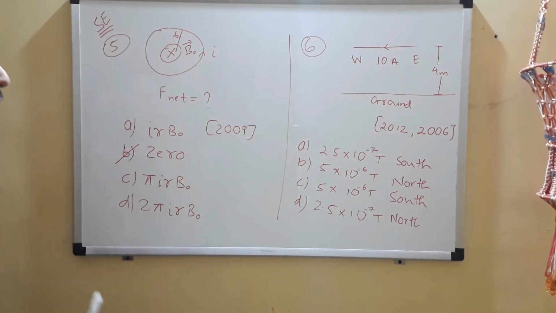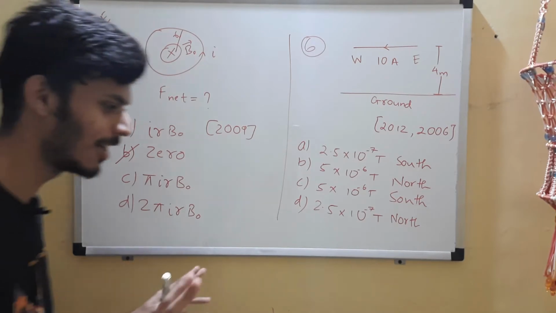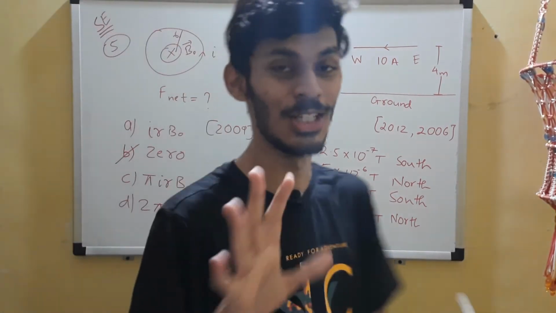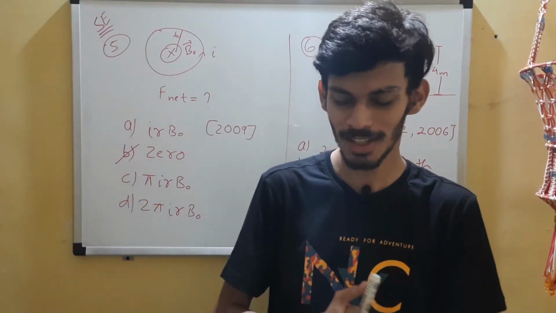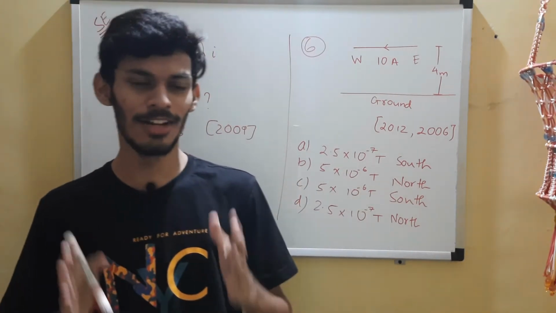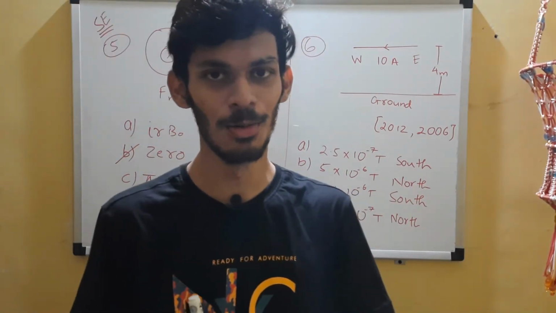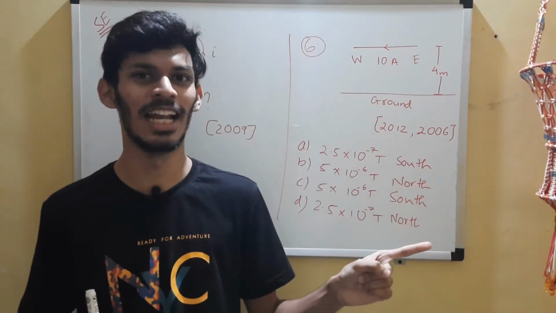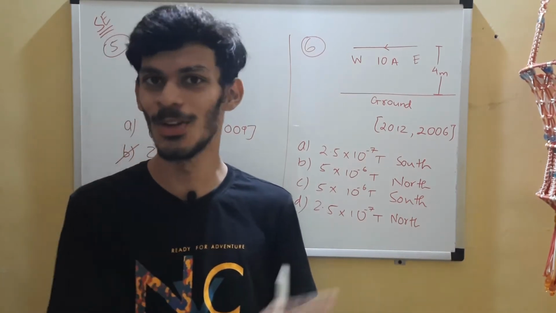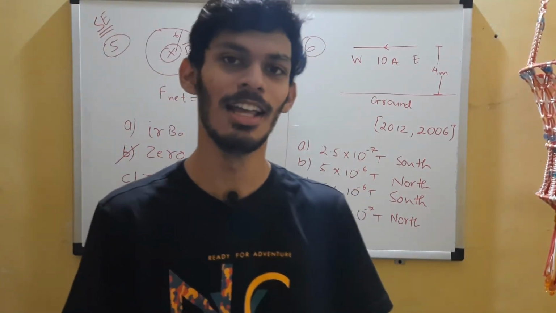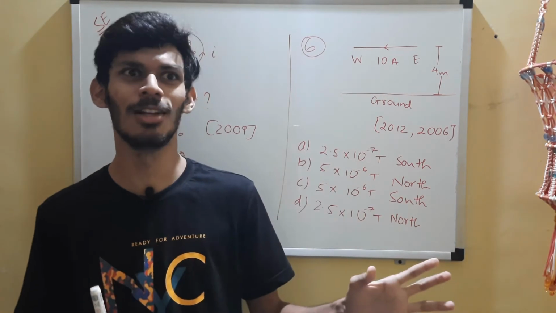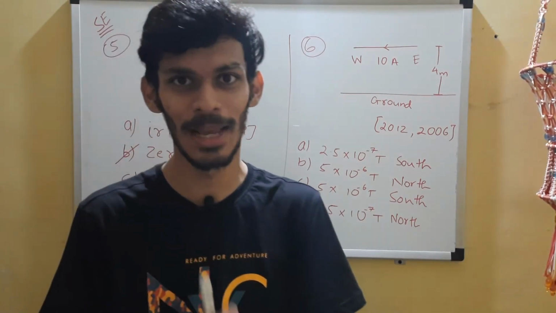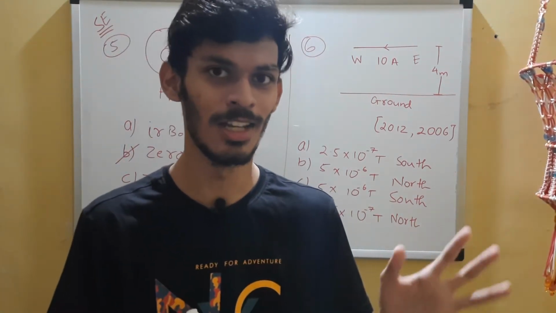You can use your right hand palm rule or the left hand rule to do that, but here I'll make a bold statement which you should remember. The statement is that net force on a current carrying loop placed in a uniform magnetic field is always 0. I'll repeat it. Net force on a current carrying loop placed in a uniform magnetic field is always 0.